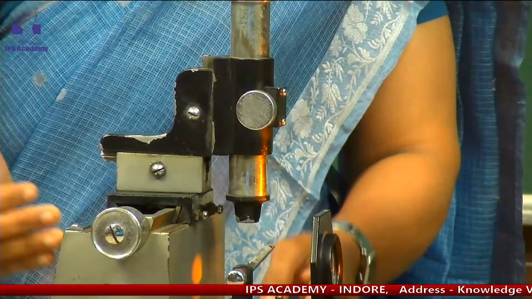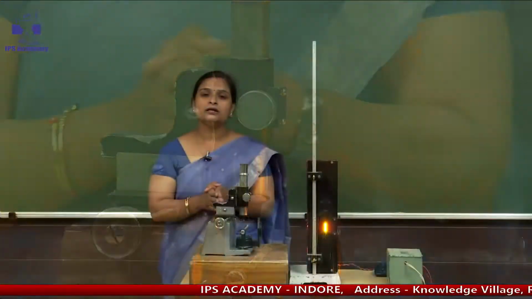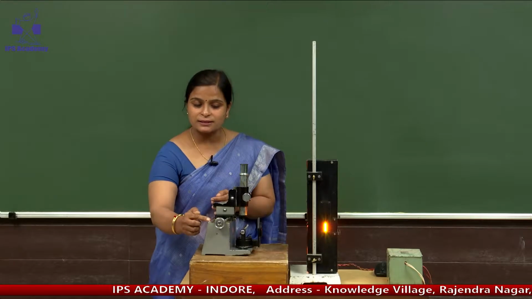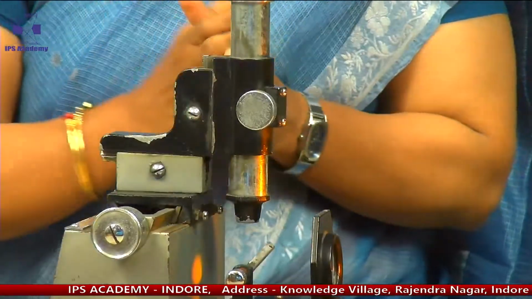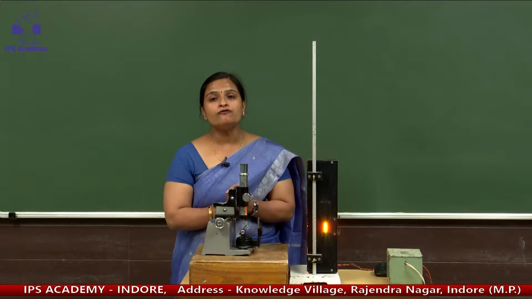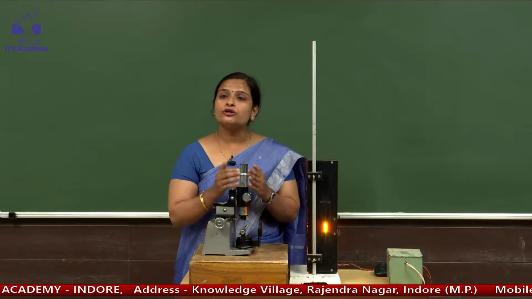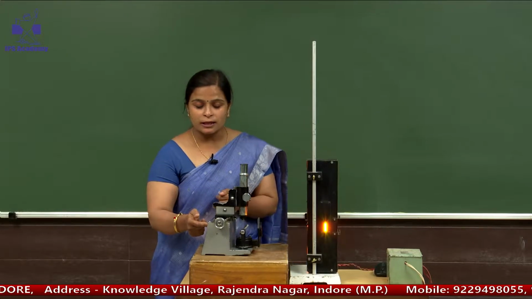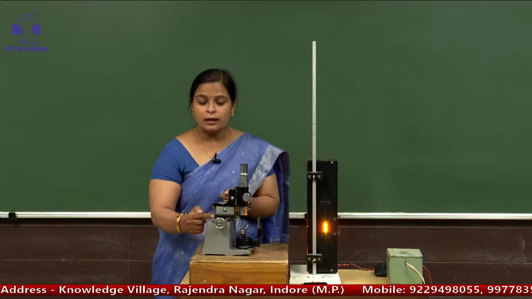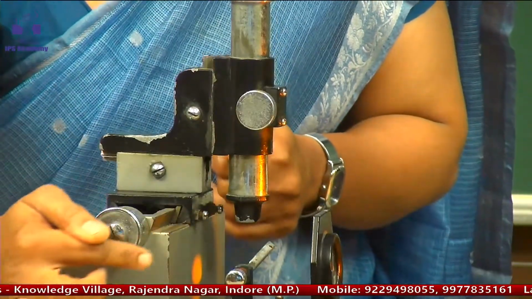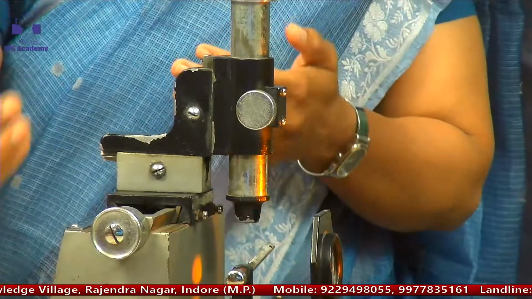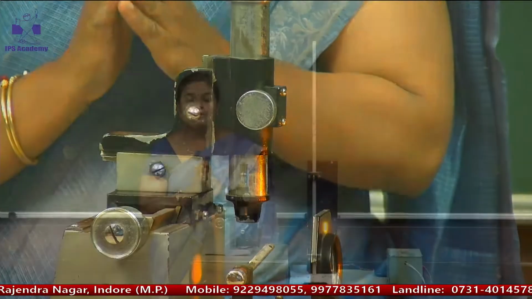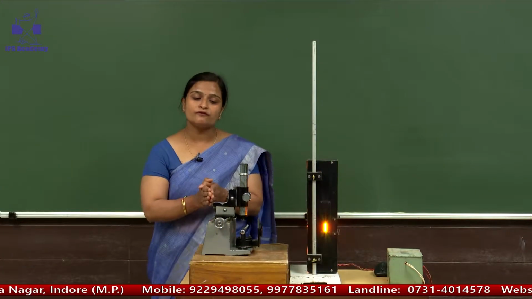Before taking any reading, you should know the least count of the experiment. Here this is the main scale and this is the circular scale. What is the formula for least count? It is the value of one division on the main scale divided by the total number of divisions on the circular scale. In this instrument, the value of one main scale division is 1 mm, and the total number of divisions is 100. So 1 by 100 equals 0.01 mm.